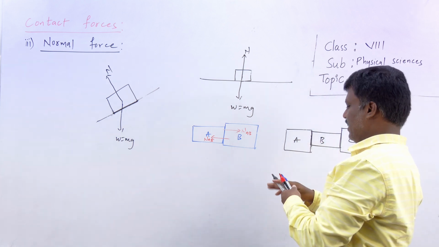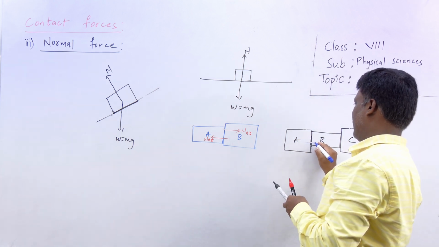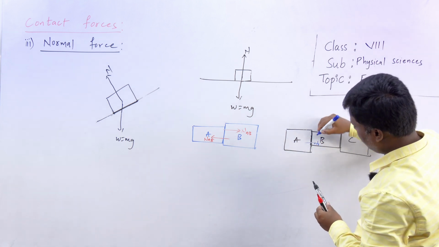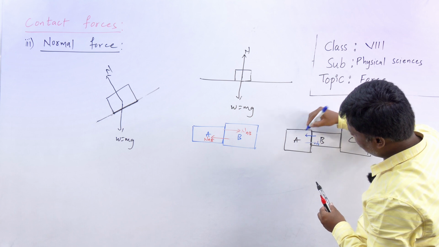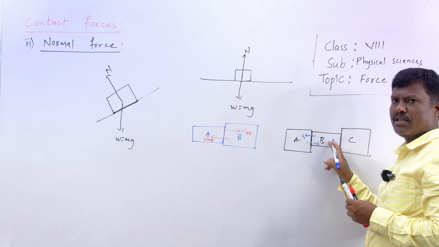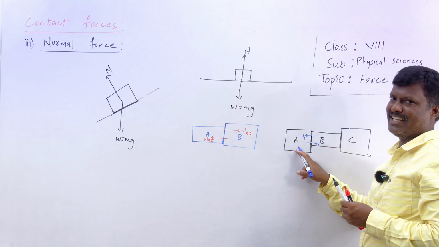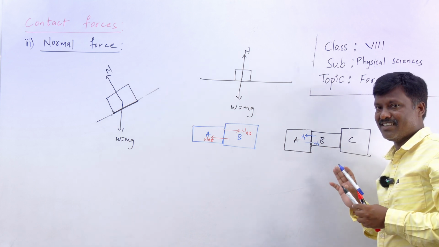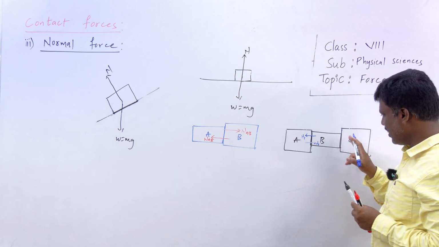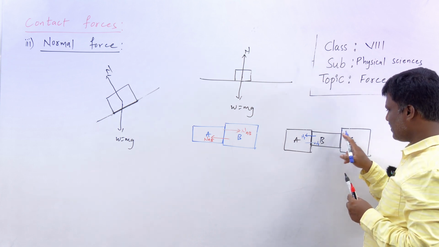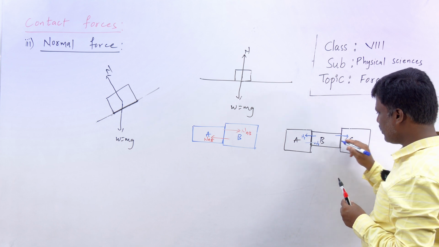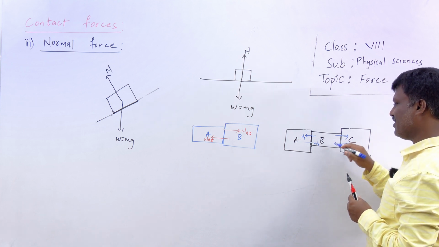So let's say A exerts normal force on B perpendicular to the surfaces in contact. Here the surfaces in contact, perpendicular means this way. B exerts normal force on A perpendicular to the surfaces in contact. Let's say it is also N1, because if A exerts some force on B, B also exerts the same force on A. The magnitude of the forces exerted by each is equal. Now B is in contact with C. B exerts normal force on C perpendicular to the surface in contact, and C also exerts normal force on B perpendicular to the surface in contact.